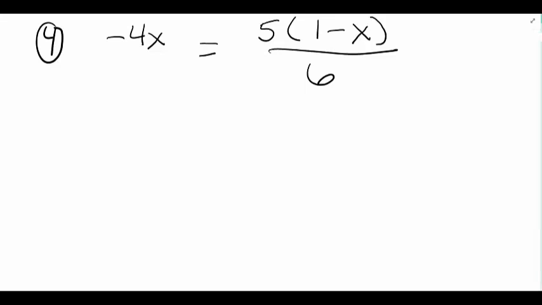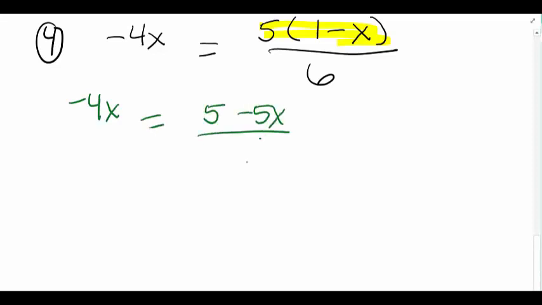Last one for this video is number 4, and this is a problem that I would first, because it's really easy to get confused on how many terms we have here, I would actually clear that parentheses first, just to make sure that we don't let that part confuse us. So that would be negative 4x equals 5 minus 5x over 6, because that goes to both pieces there. This is where y'all have to be careful. There is only 2 terms here, because that 6 divides into both pieces there.